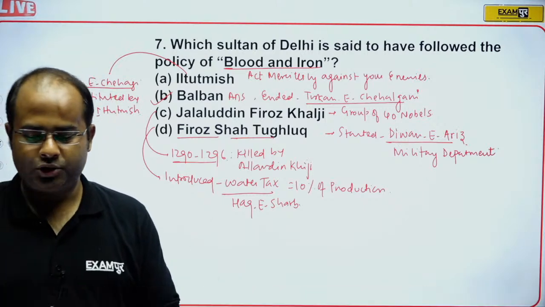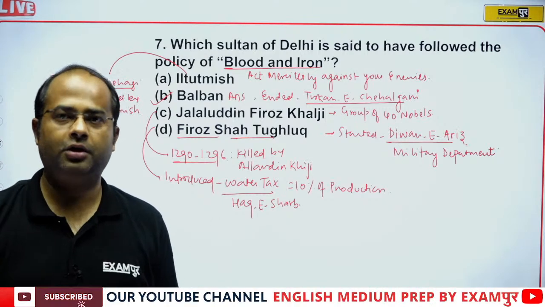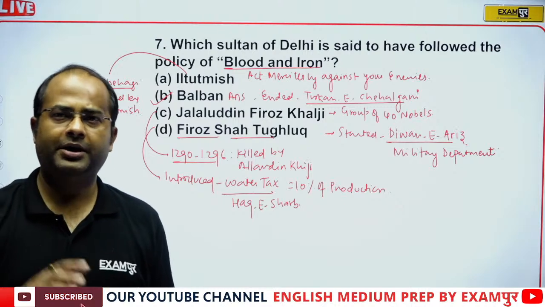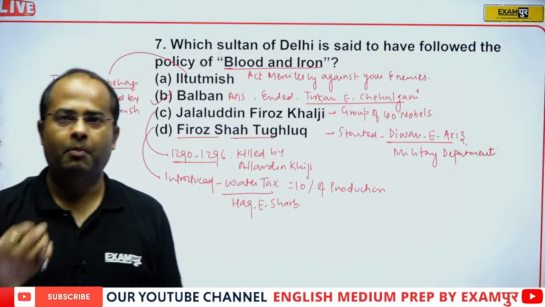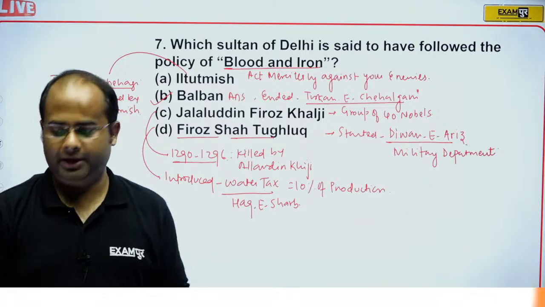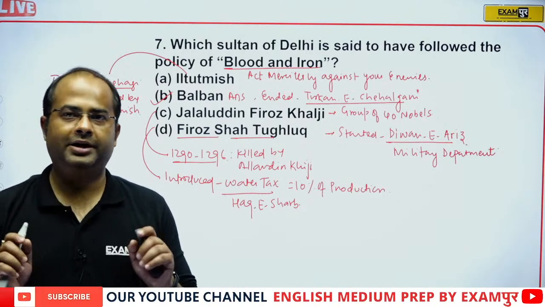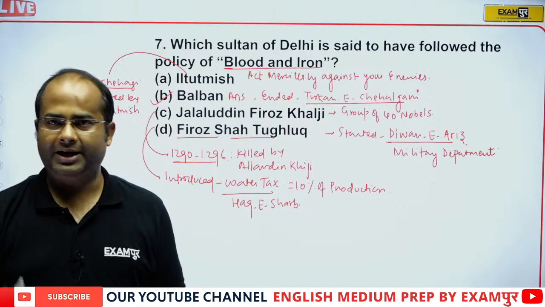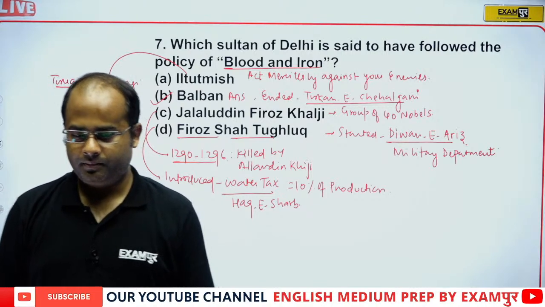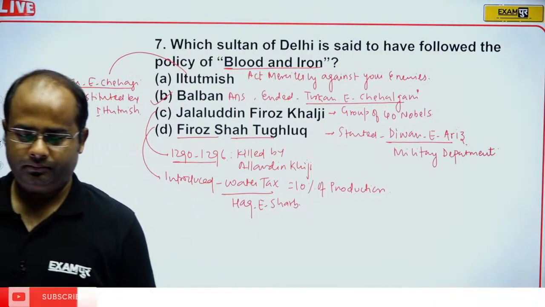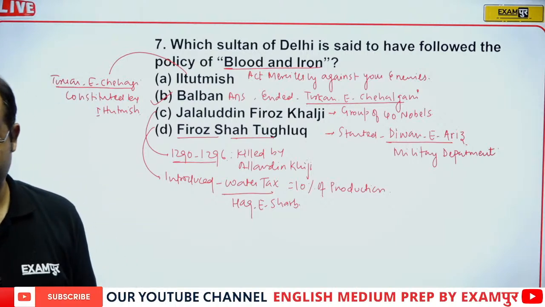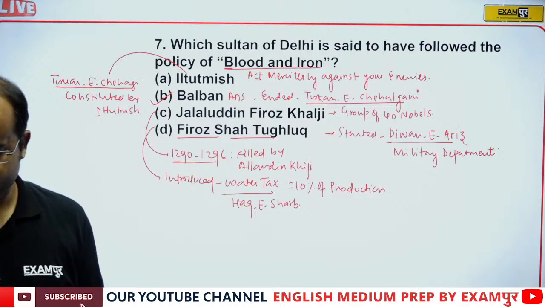So I hope my dear students you all have understood the meaning of the policy of blood and iron. Simply it means to act inhumanly, mercilessly against your enemies. Is that clear, guys? Then please tell me, then we will be moving to the next question. Is that clear to all of you? Shall we move to the next question?